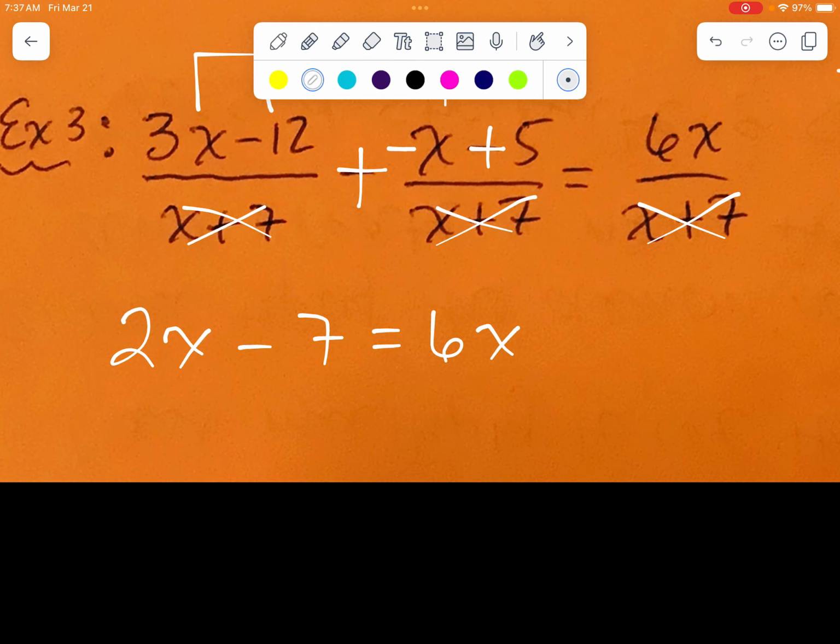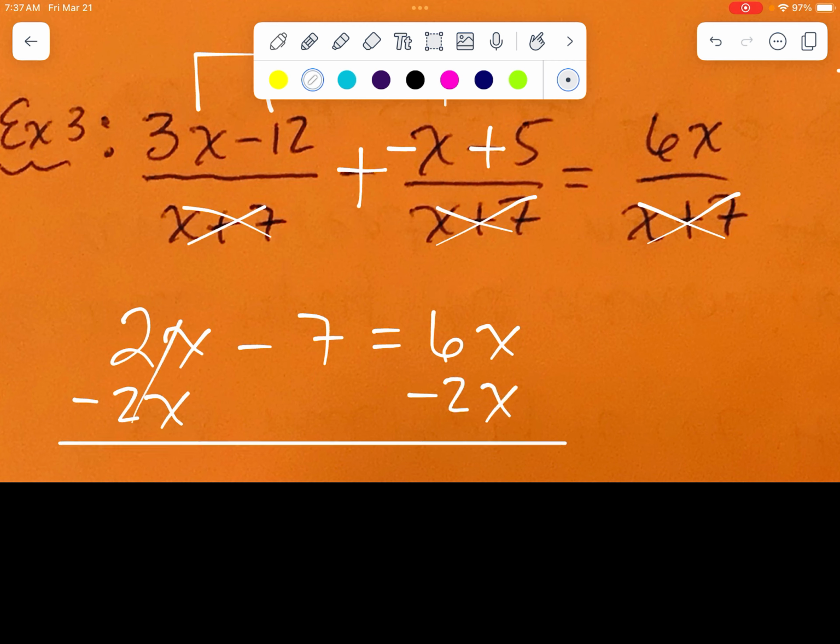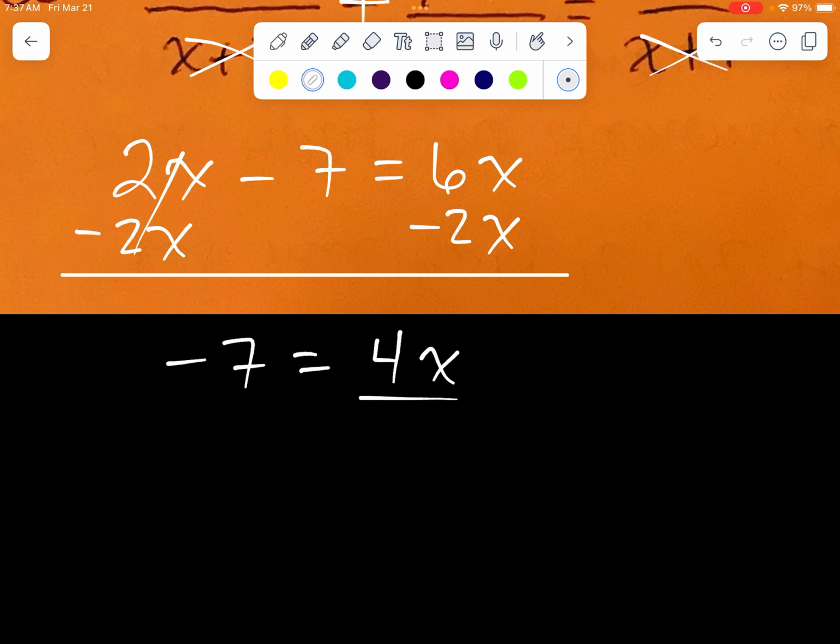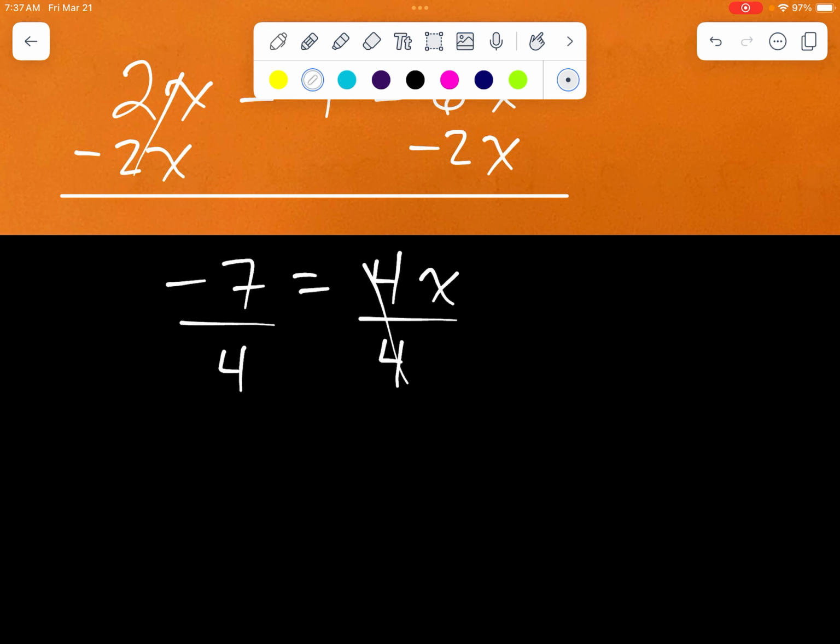Since -7 is on the left, let's move the 2x away from that. Let's move it to the right. So now we have -7 equals 4x. Our last step is to divide by 4. Divide by 4. And if you convert -7 divided by 4 into a decimal, it is -1.75.